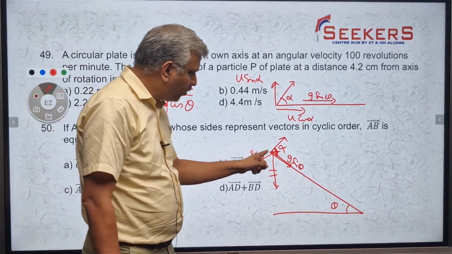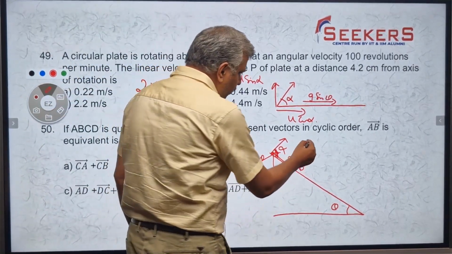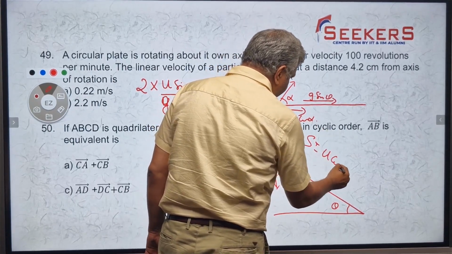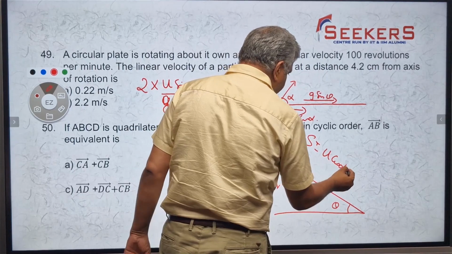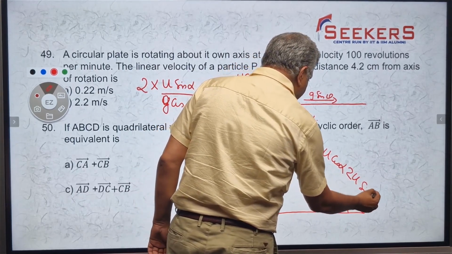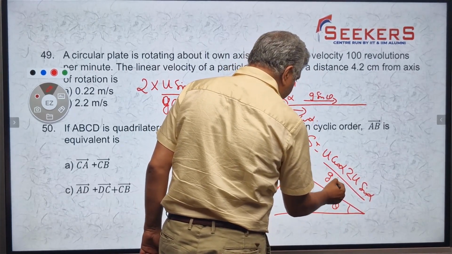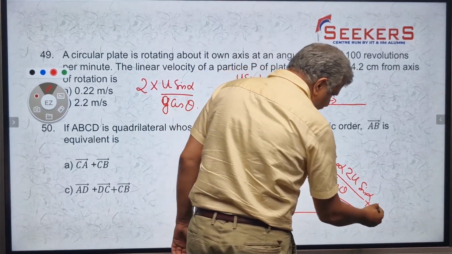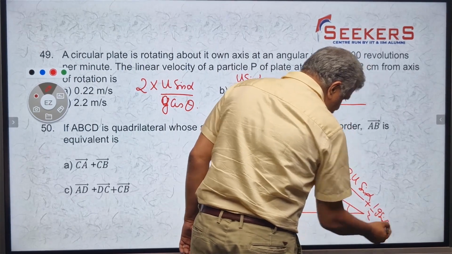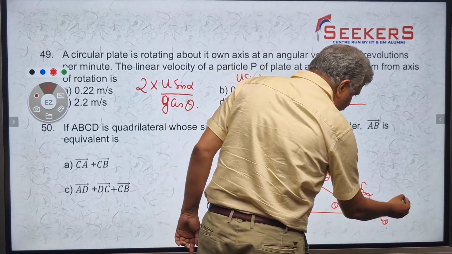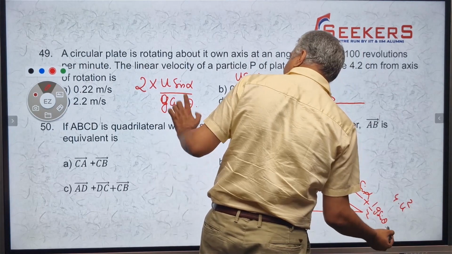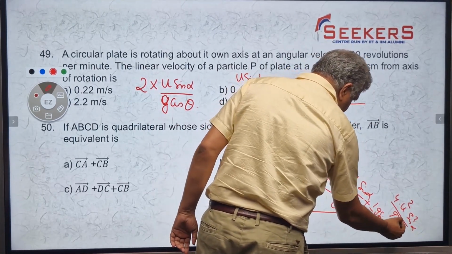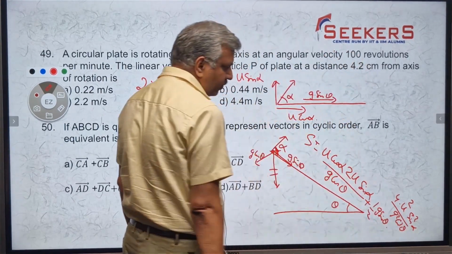Now in this much time, what is the horizontal distance travelled? So S is equal to horizontal velocity u cos alpha, times t, which is 2 times u sine alpha divided by g cos theta, plus half into a, which is g sine theta, into t squared. T squared will become 4 times u squared sine squared alpha divided by g squared cos squared theta. So this is going to be the time taken.